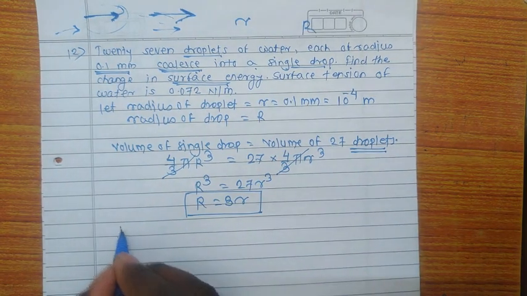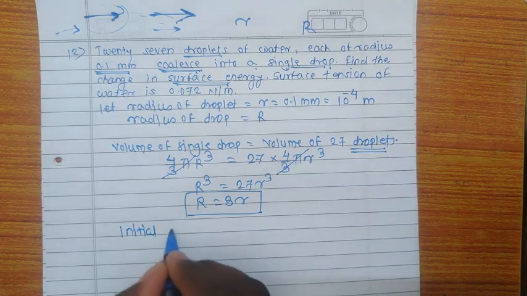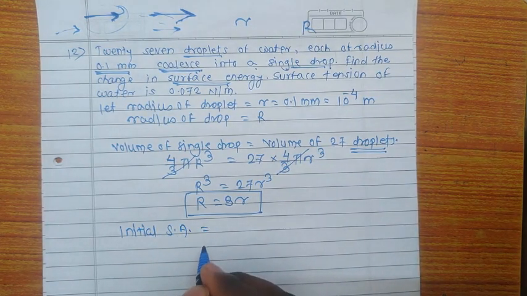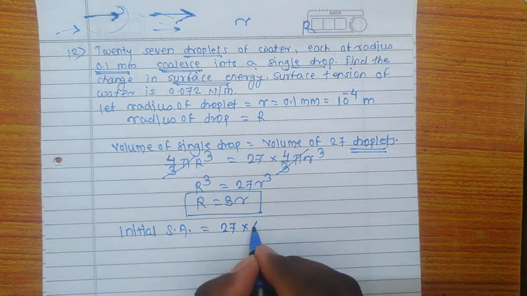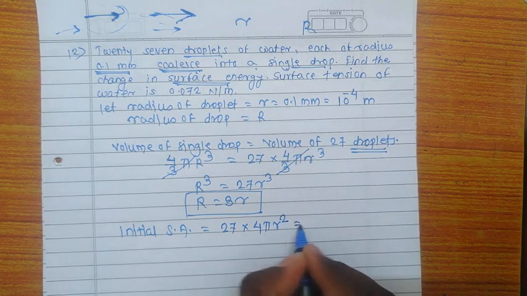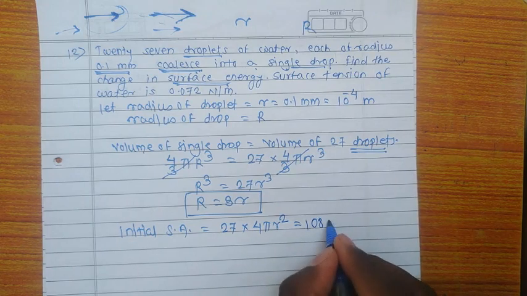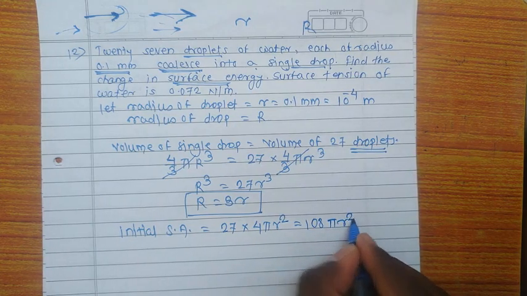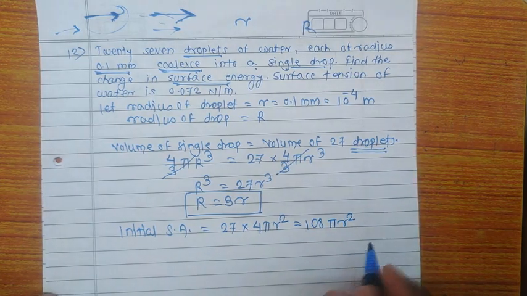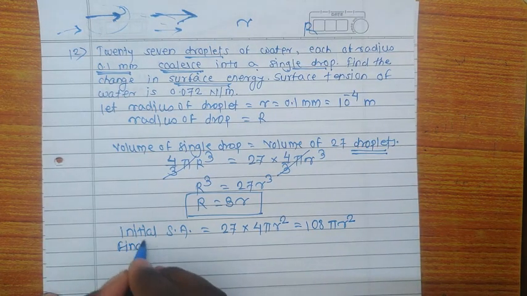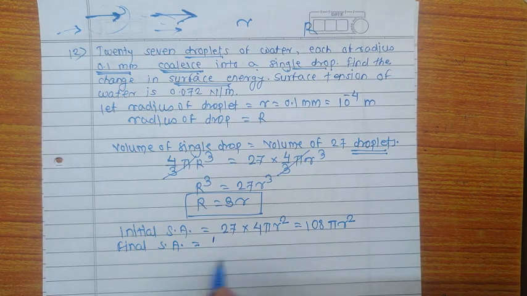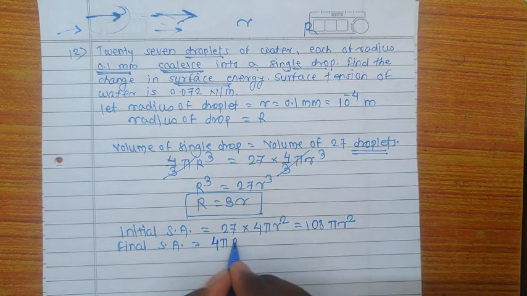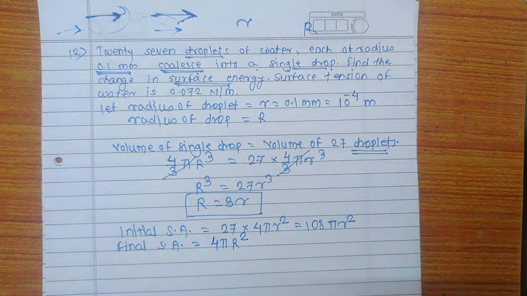So I'll write initial surface area of 27 droplets, which will be equal to 27 multiplied by 4 pi r square, which will be equal to 108 pi r square. So this is the initial surface area. Now what is the final surface area? So final surface area is going to be what? Since it is forming a single drop, so 4 pi R square.